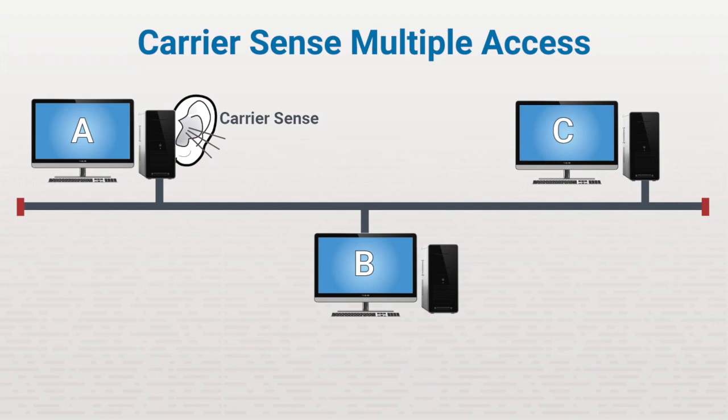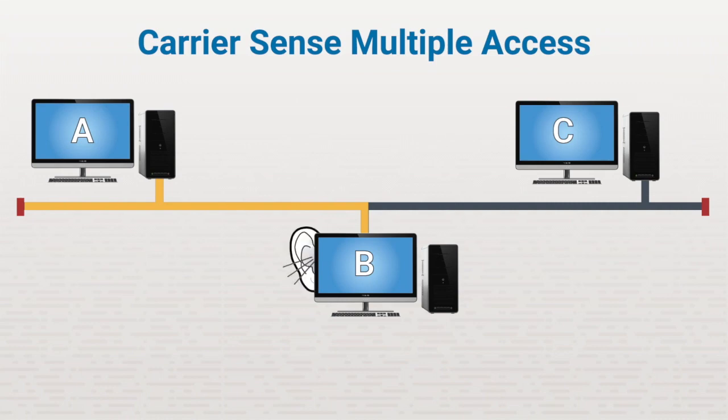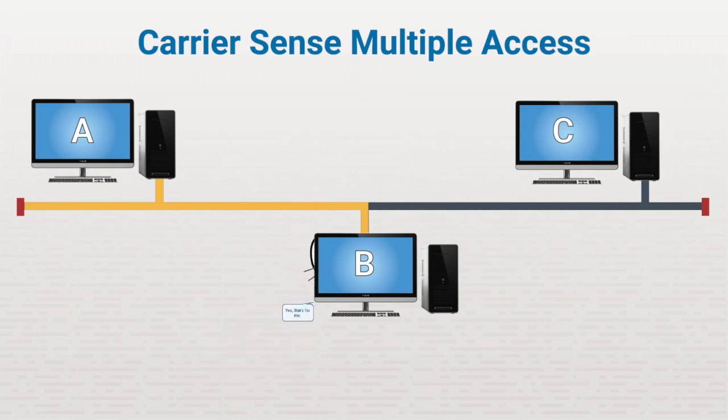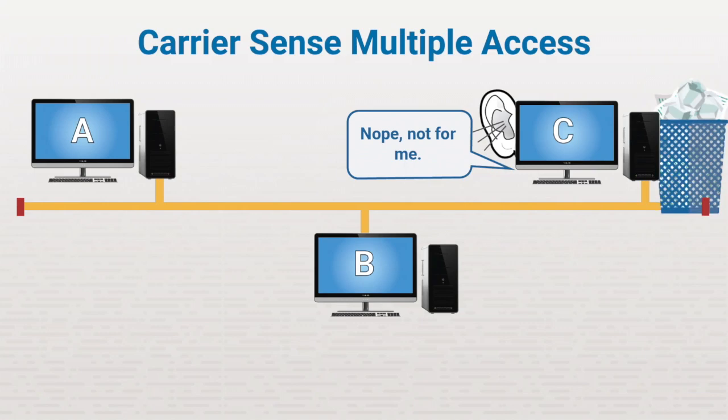Let's say that computer A listens to the medium and determines that it's clear, so it transmits its message to computer B. Computer B hears the message and sees that it's something it should process. But because you're using a bus topology, at the same time the message is sent to computer B, it also continues down the wire and arrives at computer C. But computer C realizes the message isn't for it, so it discards the message.